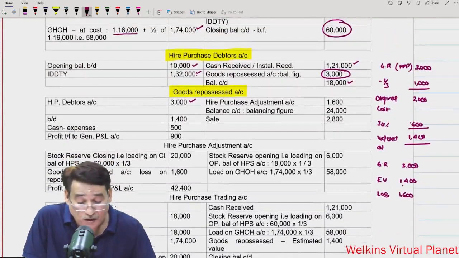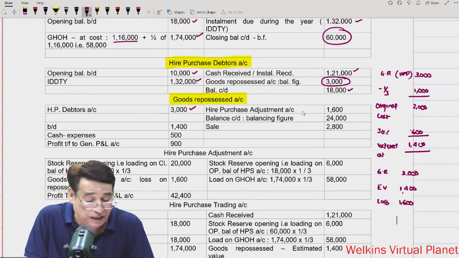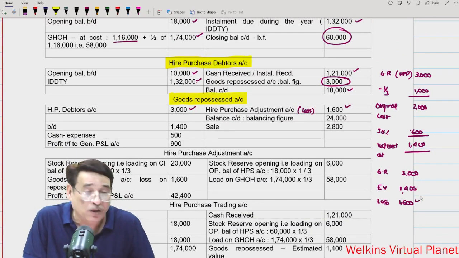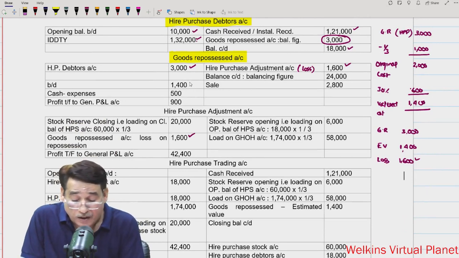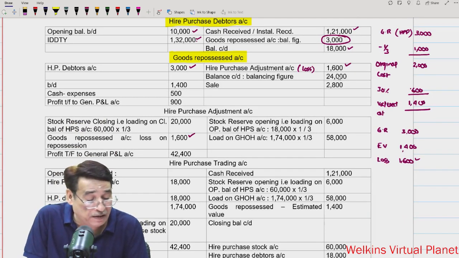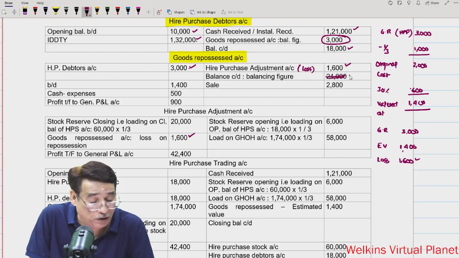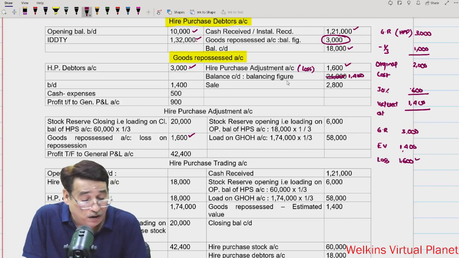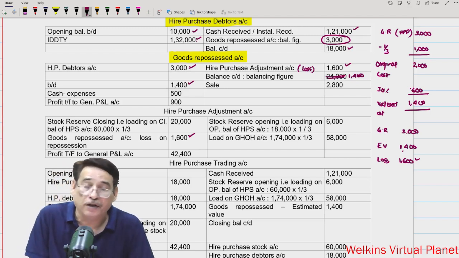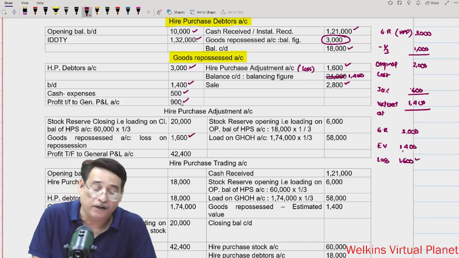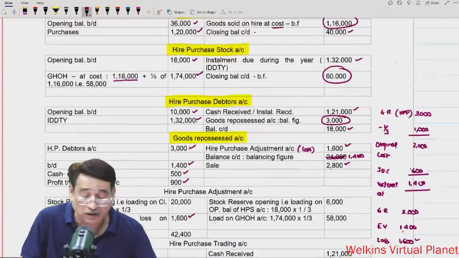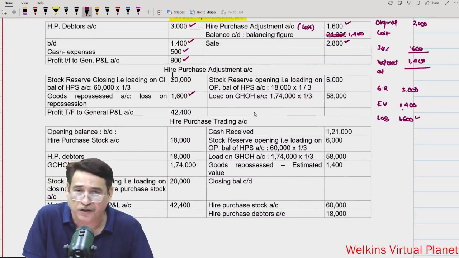So when you prepare the goods repossessed account, you will write towards the opposite side, hire purchase adjustment account, that is loss. And how we have found out this loss, I told you. Is it clear to you? And in the hire purchase adjustment account also, you are going to write the loss. Now in this particular question, the balance carried down in goods repossessed account, 3000 minus 1600, the balance will be equal to 1400. Now you will write this balance as brought forward 1400. Given in the question that you incurred 500 and then sold it for 2800, so your profit will be 900. So you can manage this question now, because once these accounts are prepared, then hire purchase adjustment and hire purchase trading account can be prepared easily.